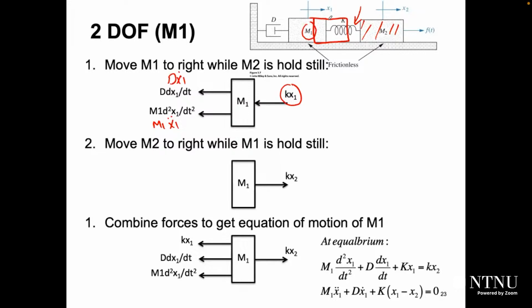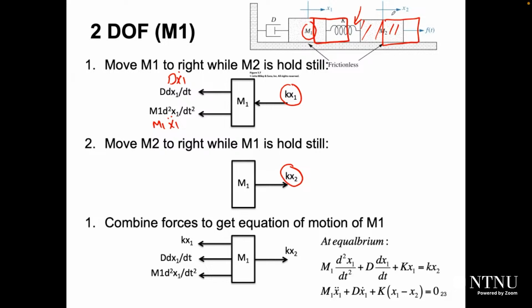After that, we will hold M1, and we will move M2 to the right. When we do this, what will happen? When you hold M1 and move M2 to the right, this spring will try to pull M1 to the right as well. So it will generate a force to drag M1 to the right. This force will be k multiplied by x2, because we hold M1, so x1 is 0. So this one will generate a force called kx2.